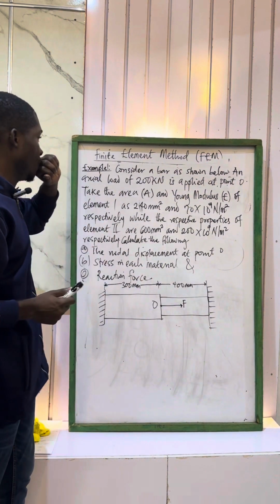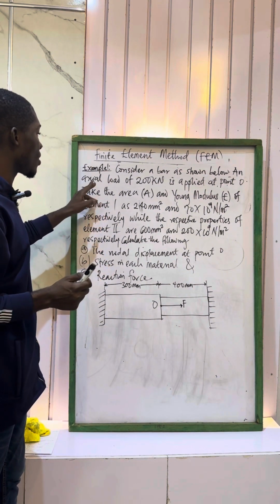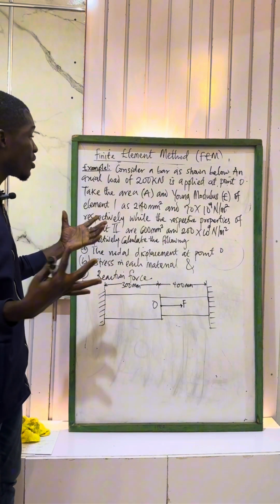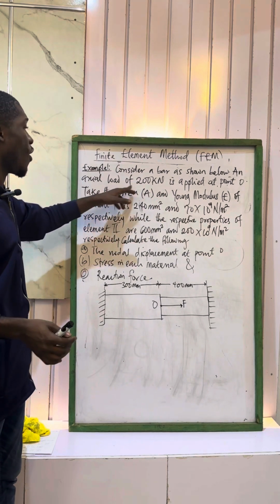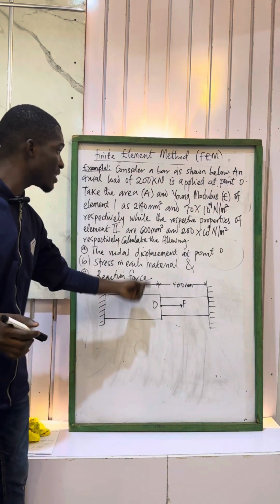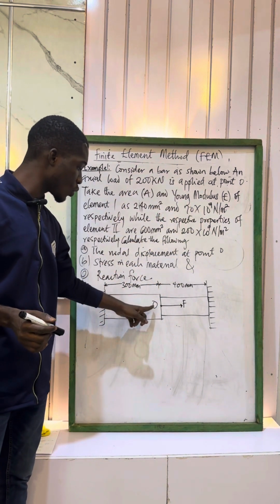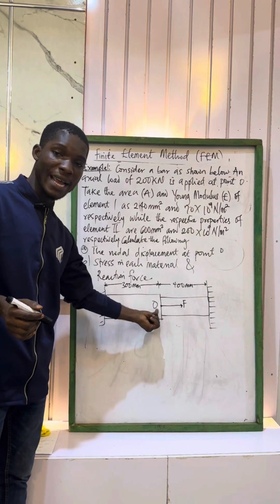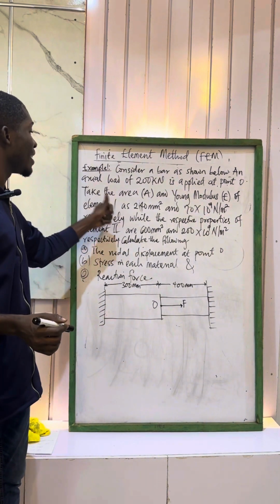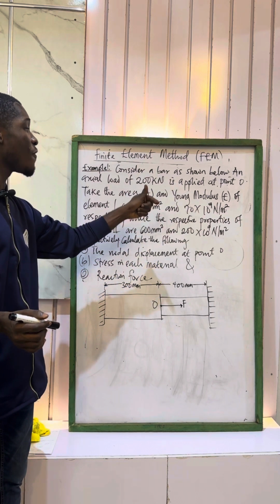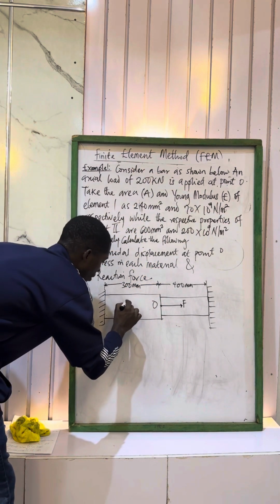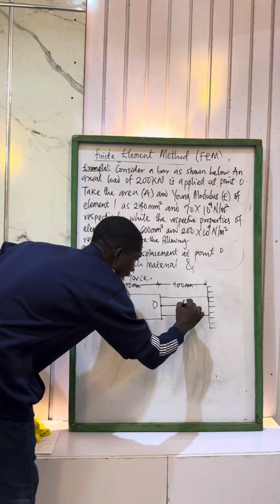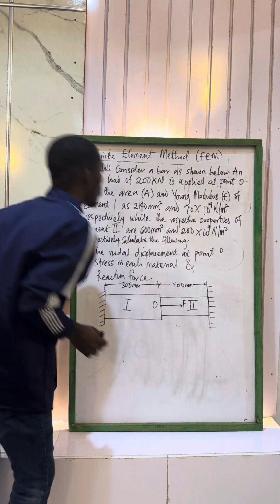You get that? So an axial force or axial load. So axial load simply means force. An axial load of 200 kilonewton is applied at point O. Where's point O? This point O. The force is applied here. Take the area and Young modulus of element 1. So this is element 1, and this is element 2.